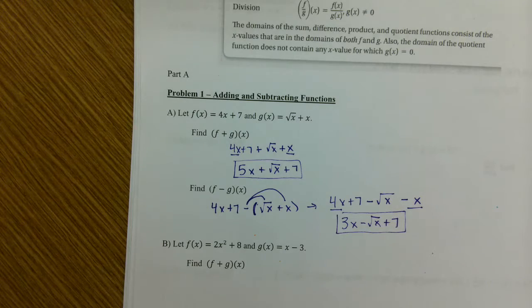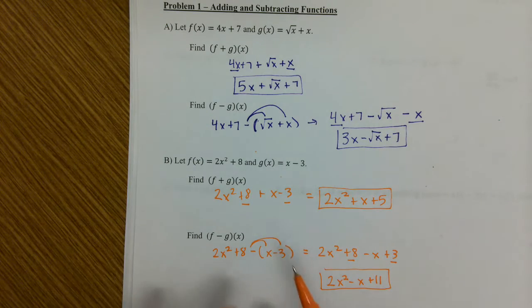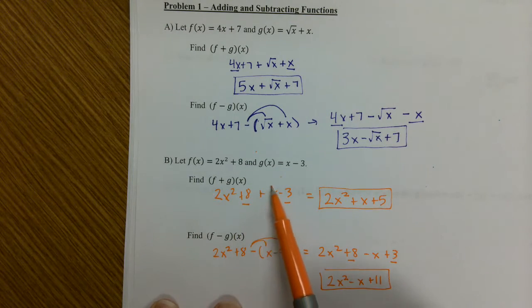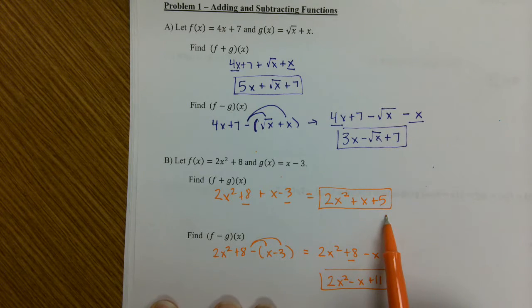So I want you to try to do the b by yourself. So adding, here's my function of f. Here's my function of g. You should have got 2x squared plus x plus 5.